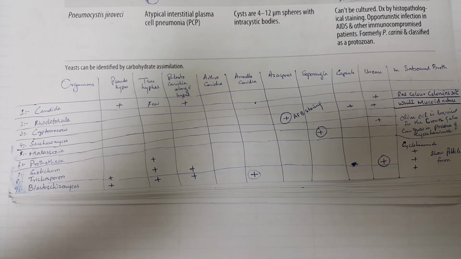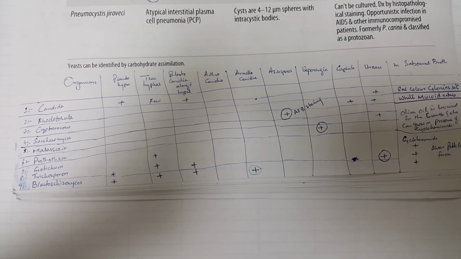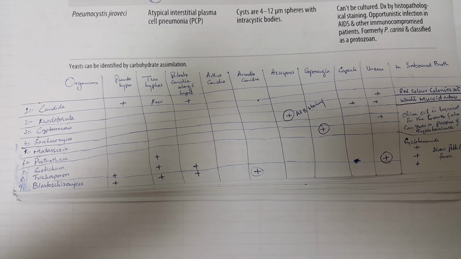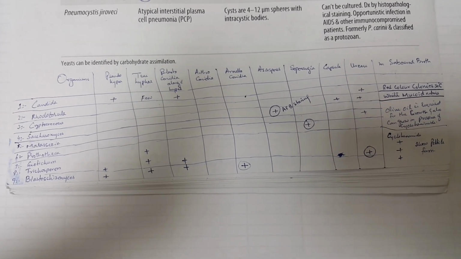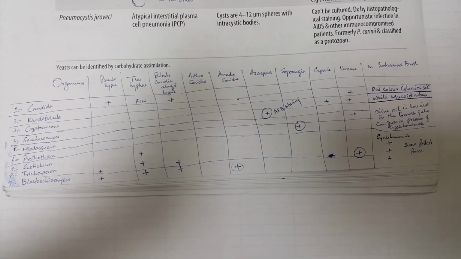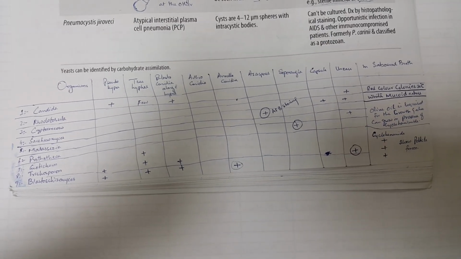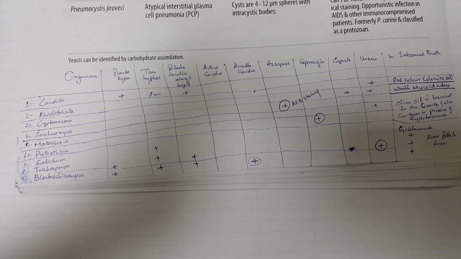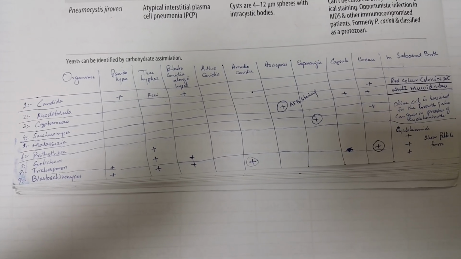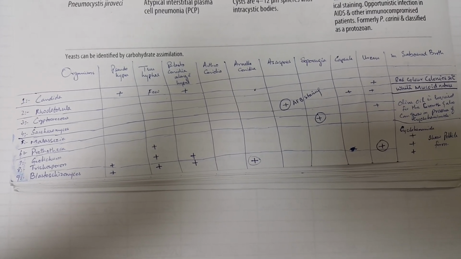Saccharomyces cerevisiae has the unique property of ascospore production, which can be visualized on modified acid fast staining. Malassezia has the unique property of sporangia production, and some species of Malassezia, like Malassezia furfur, need olive oil, a fatty acid, for their growth.